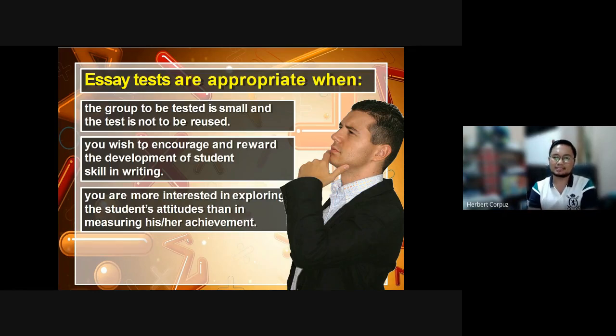Bakit? Kasi kapag nagpa-essay ka sa marami, mahirapan ka mag-check. Tama? At kapag ipapagamit mo ulit, okay, then pwedeng mag-prepare na si Dante ng ready answer niya. So the first condition that you can appropriately make use of essay test is when the class size is small, when you have few students only, and at the same time you're not going to repeat the question being asked in the essay test.